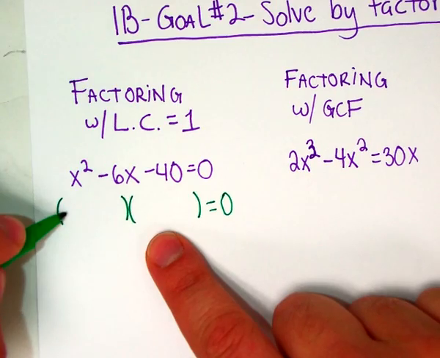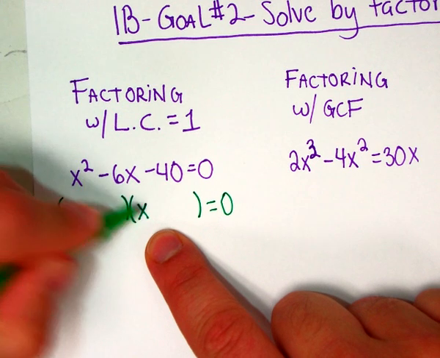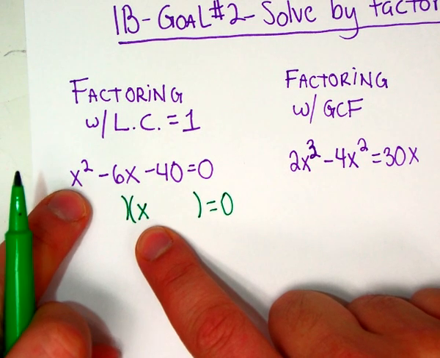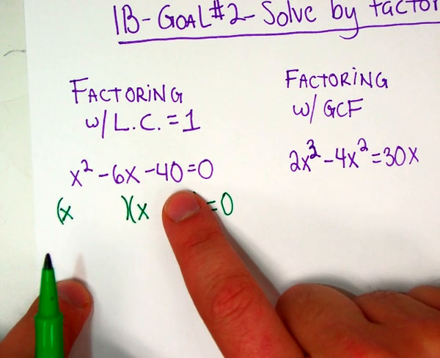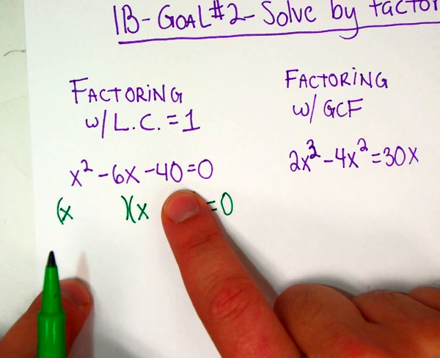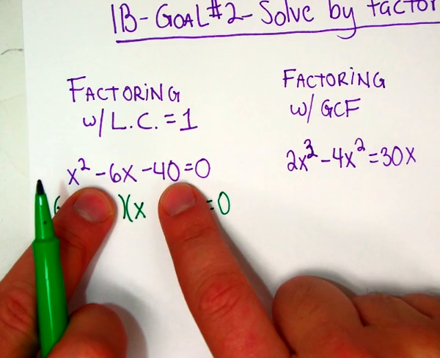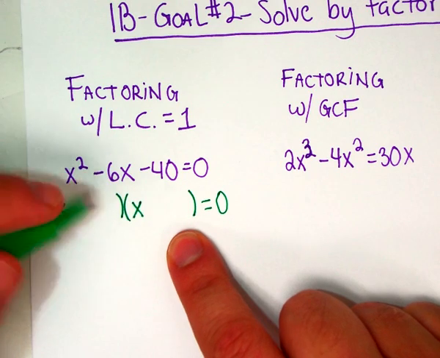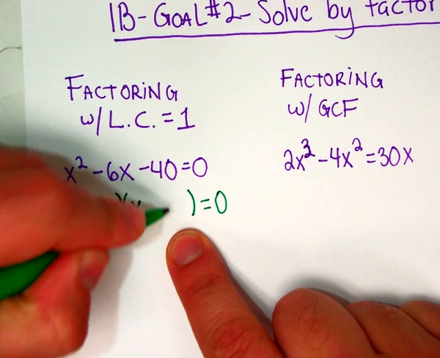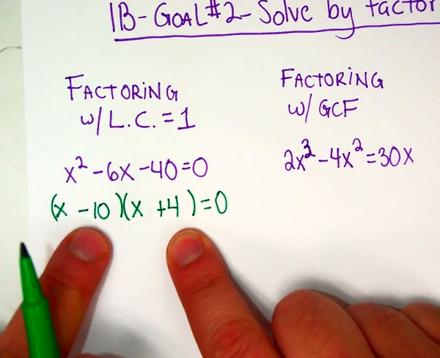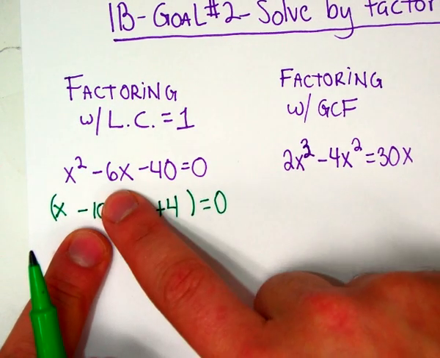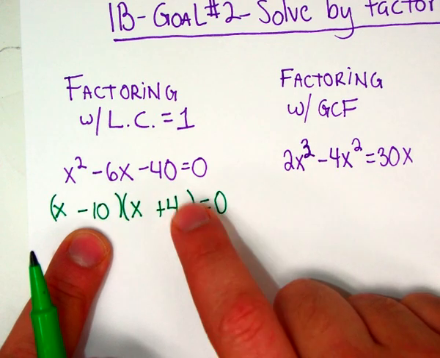We're going to put our x's in the first spots because remember x times x is x squared. And then what we're going to look for is what are the factors of 40 that when I put them together, adding or subtracting, would equal a negative 6. The only factors that we can use that would equal a negative 6 would be negative 10 and positive 4. Because negative 10 plus 4 is negative 6, and negative 10 times 4 is negative 40.